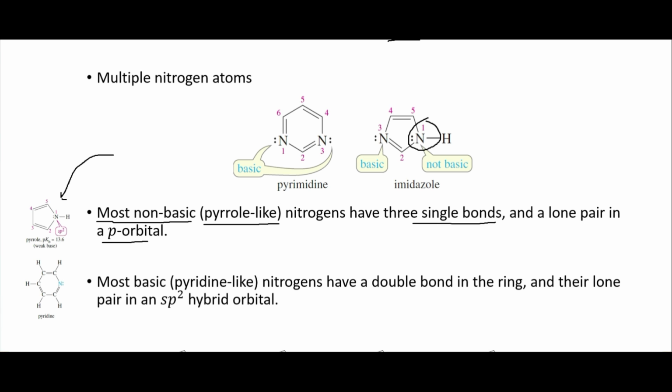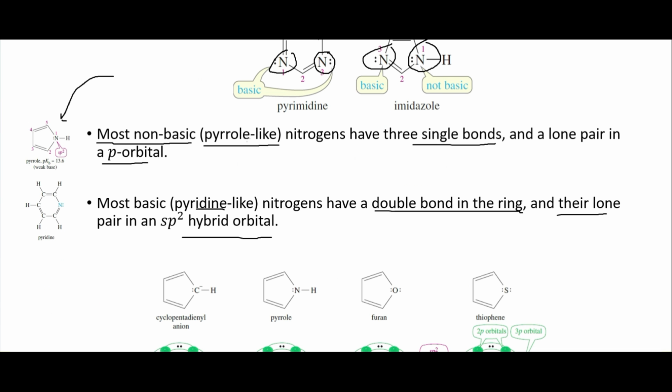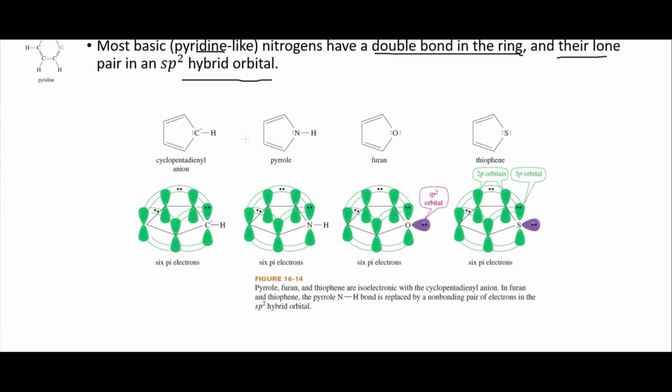Where most of the basic, which are the pyridine-like, the nitrogens have a double bond in the ring, and their lone pair is in an sp2 hybridized orbital. So we see this one right here, this one right here, and this one right here all show a double bond to some carbon in the ring in our structure there. And those are all the basic versions, meaning that that lone pair that's shown on it is actually ready to pick up an H+.